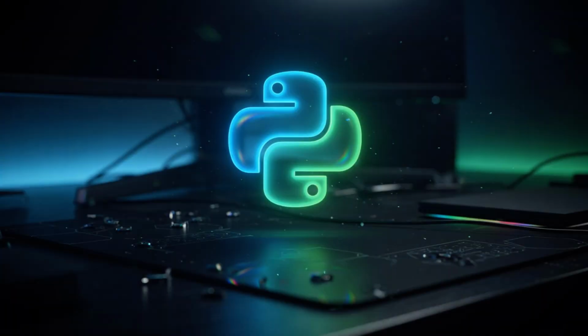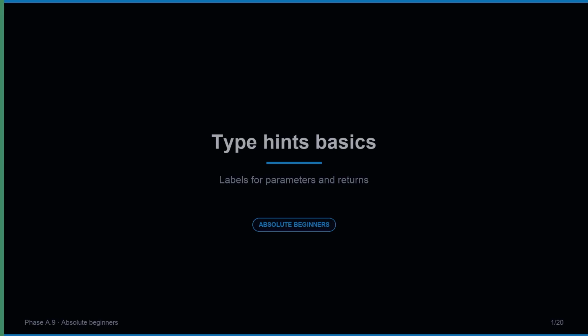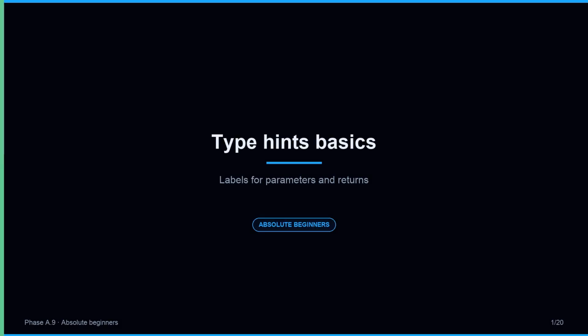Welcome to a slow, beginner-friendly lesson on type hints in Python, made for absolute beginners. Labels for your code. Today you add type hints to your functions. A type hint is a small label that says what type a parameter should be and what type a function returns. name: str. Arrow str.